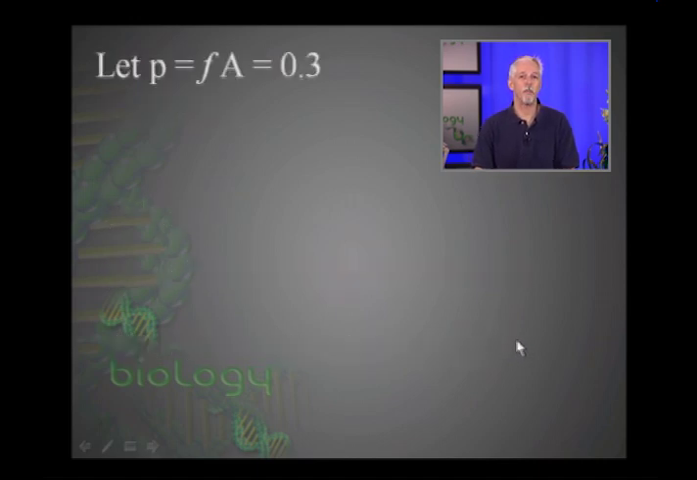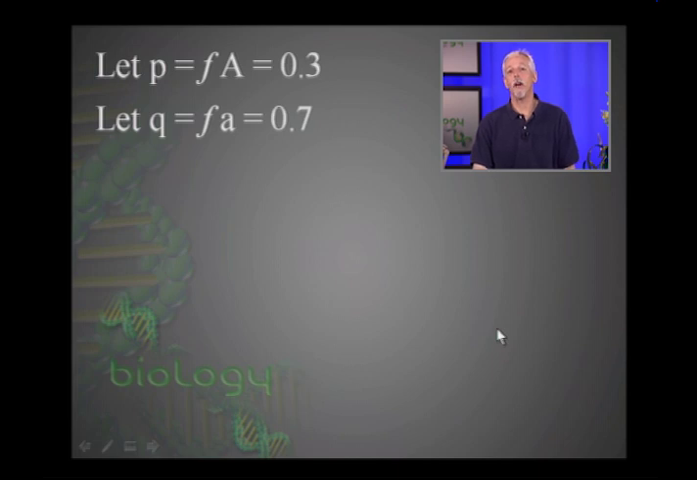So if I gave you a value for P, if I tell you that P is equal to 0.3, that would be 30% of the alleles in the population being dominant alleles. From that, you should be able to figure out that Q is equal to 0.7, again because P plus Q is equal to 1. So 0.3 from 1 would be 0.7. If I give you either of these values, I would expect you to be able to compute the other value.